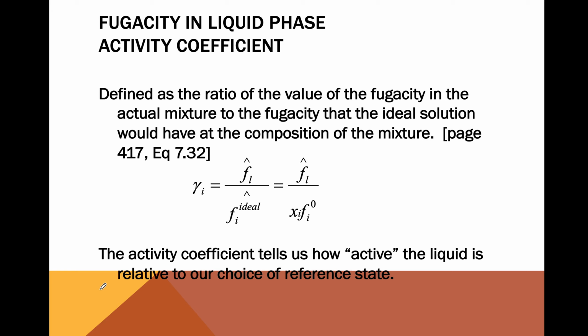Okay, fugacity in liquid phase, as previously mentioned in the diagram, can be described through the activity coefficient. It is defined as the ratio of the value of the fugacity in the actual mixture to the fugacity that the ideal solution would have at the composition of the mixture. Please take note of the difference between the behavior of the fugacity in liquid and in vapor, especially the effect of vapor pressure. So the activity coefficient tells us how active the liquid is relative to our choice of reference state.